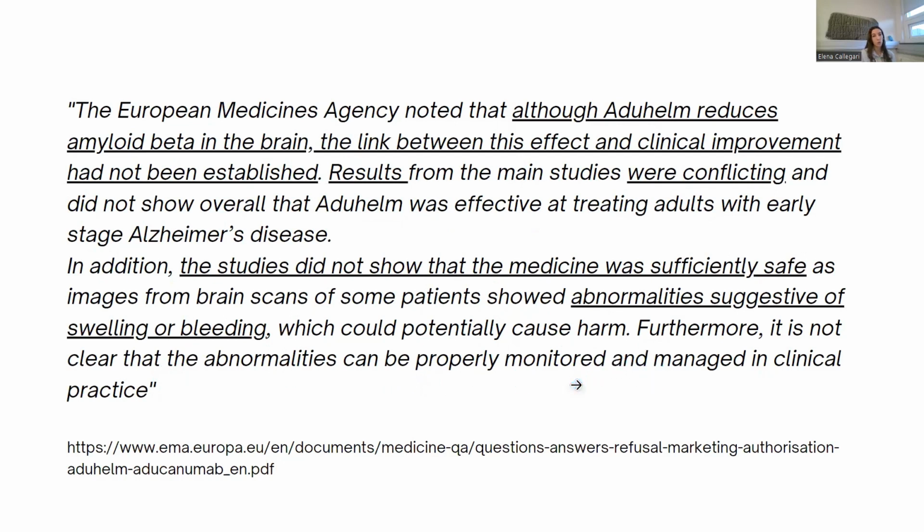So in short, this drug seems to be reducing the plaques in the brain that are caused by this buildup of proteins, but that does not seem to be reducing the symptoms of cognitive decline that come with Alzheimer's disease. Not only that, this drug also seemed to be causing some harm. So you've got swelling and you've got bleeding in the brain, which is really not a good sign.